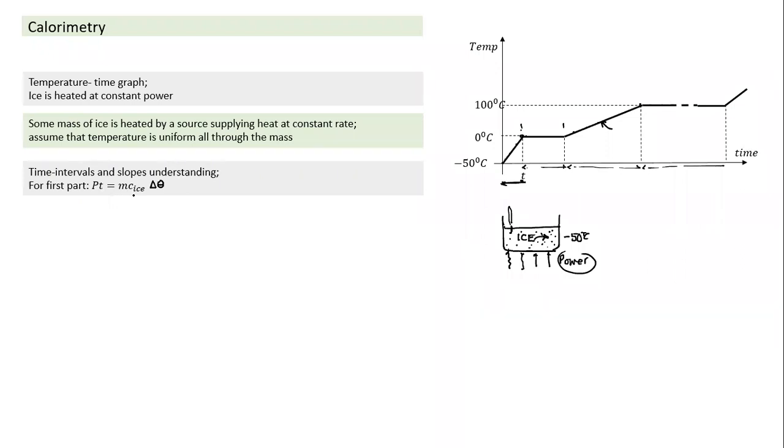And which C do we need to take? Specific heat capacity. In this phase, it is ice. So I have to take the specific heat capacity of ice, which is 0.5. So here I need to write P in time T is equal to mass into 0.5 into 50. Okay, so that's the amount of heat which is supplied from this time to this time. Amount of heat supplied is equal to 25 M.